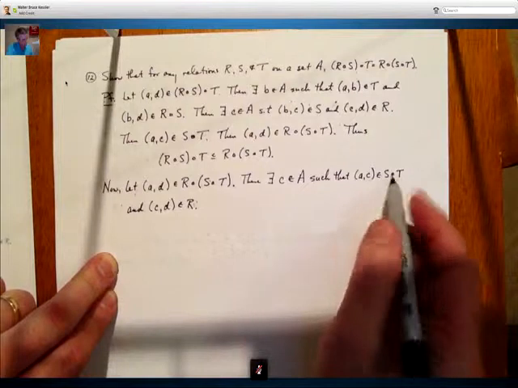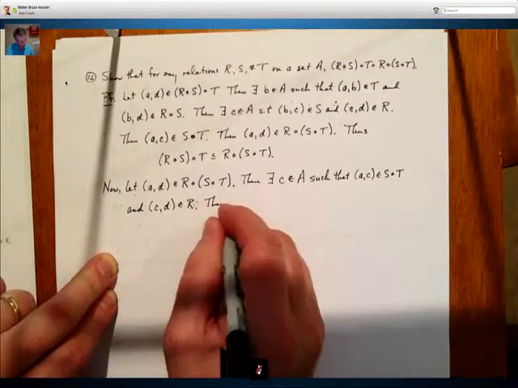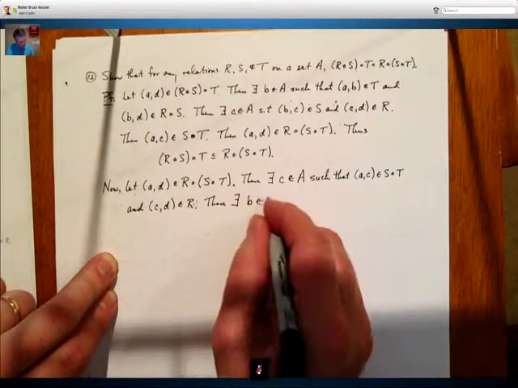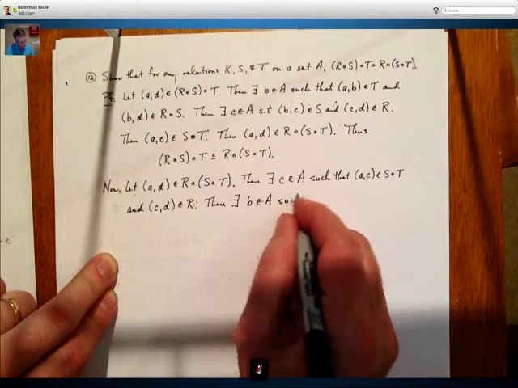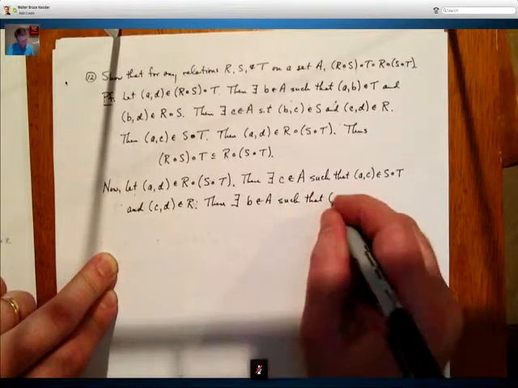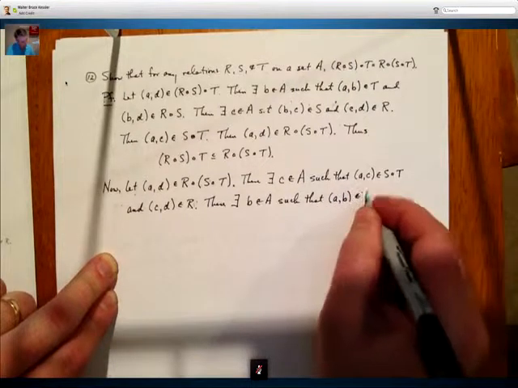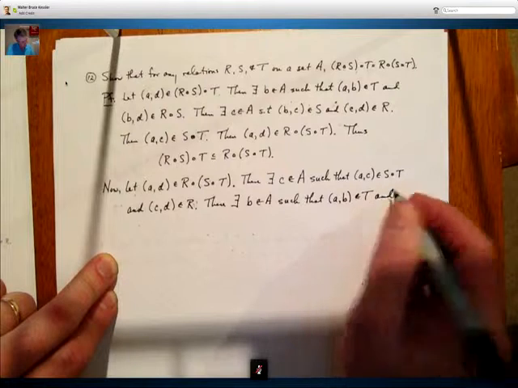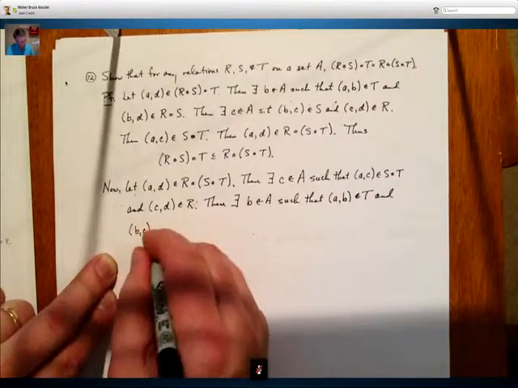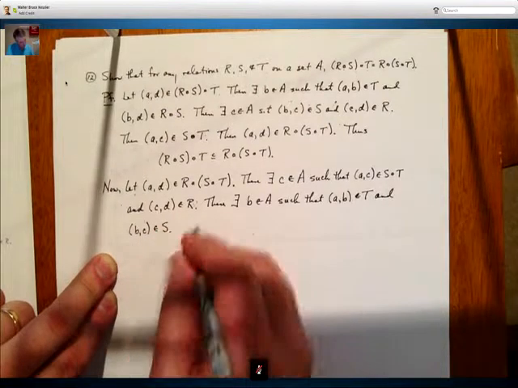Okay? But this is a composition as well, so then there exists a B in A that will connect these two together. So AB is in T and BC is in S.